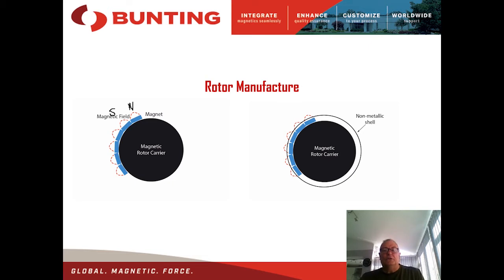Obviously, because this roll is spinning at 2,000 to 3,000 RPM, these have to be fixed very carefully. And once the design and the fixing of the magnets is complete, we will put a non-metallic shell outside this magnet configuration, which is also to help retain the magnets in their position. This tends to be a sort of high wear carbon fiber design.